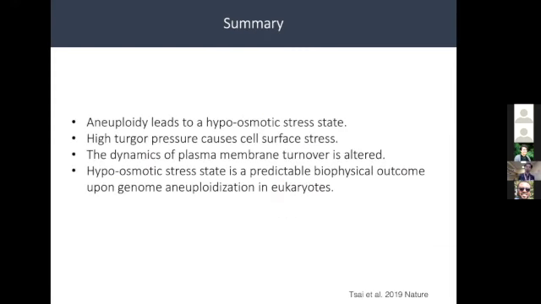To give you a little summary, we see that aneuploidy, a nuclear genome instability event, actually leads to a hypo-osmotic stress state and generates turgor pressure that causes cell surface stress. And this biophysical force actually changes the plasma membrane turnover. It changes the transporters, lipids, and all different compositions on the plasma membrane. And this is actually a predictable biophysical outcome when aneuploidy happens.